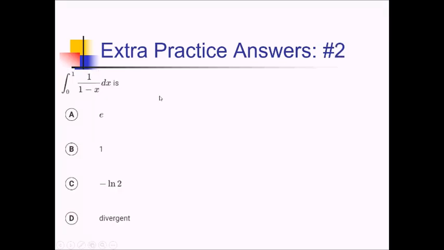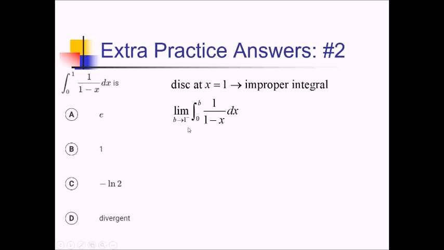On this problem, we're trying to take the integral from 0 to 1 of 1 over 1 minus x. The problem here is that we have an issue at x equals 1, a discontinuity there, because you're dividing by 0 at that point. So because this is an issue, we have an improper integral, and we're going to have to rewrite this with a limit. So I'll call this the limit as b approaches 1 from the left side, so we're approaching from inside this interval here, of the integral from 0 to b of 1 over 1 minus x.